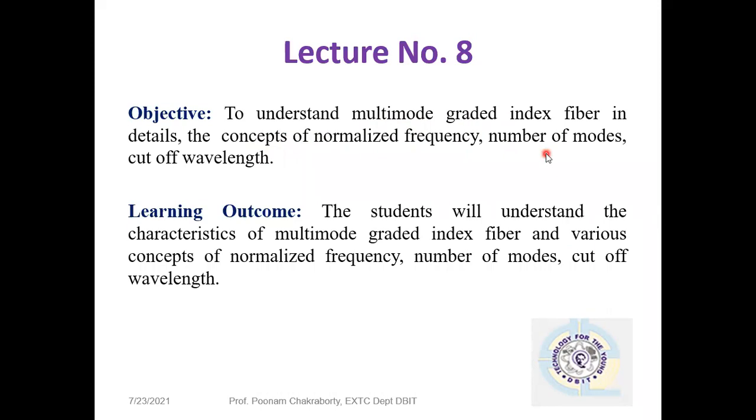Then we had seen that in multi-mode fiber, many modes of light are propagating. So how many modes of light will propagate? We need to know the number of modes so that the designing aspect will be clear. Then what is the cutoff wavelength? When I talk of the wavelength of transmission, we have seen it ranges from 800 nanometer to 1600 nanometer. So what is the cutoff wavelength? Those definitions are there.